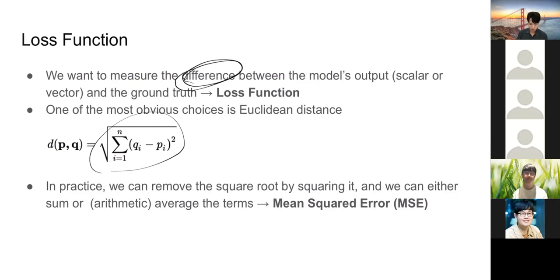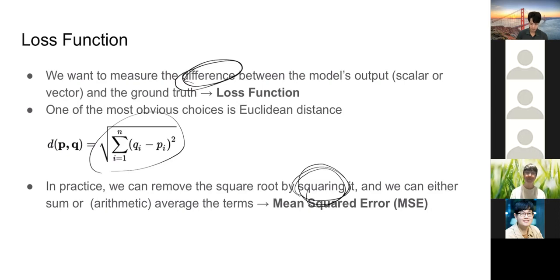But in practice, what we're trying to do is just minimize this, right? Not exactly compute the distance. So we don't really have to compute the square root, because the square root function is monotonic. If you just minimize whatever is inside the square root, then you'll also minimize the square root. So we just remove the square root by squaring it. And we can also usually average the terms.